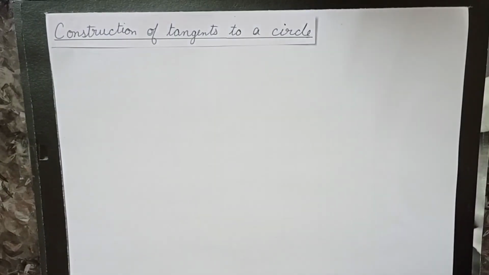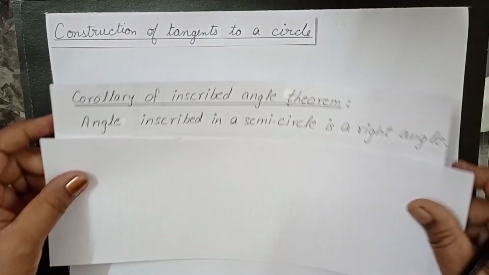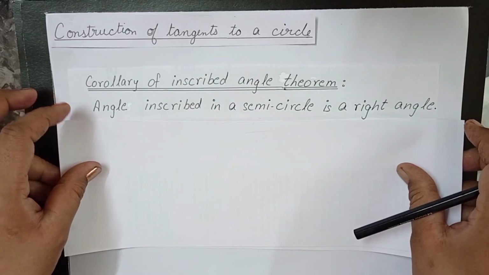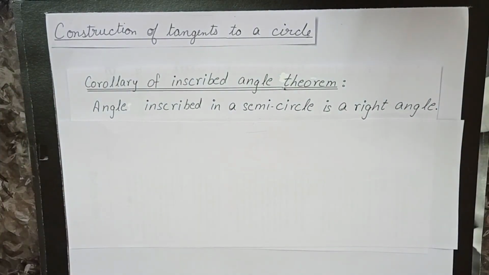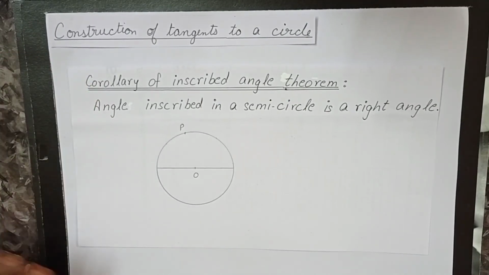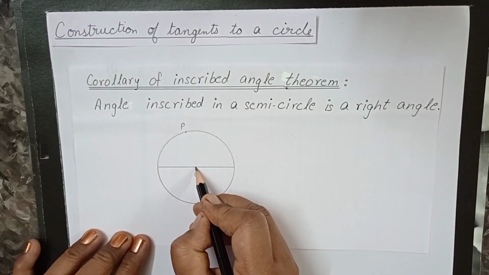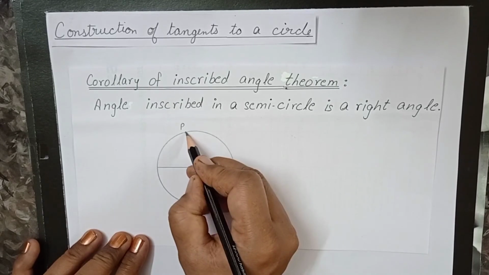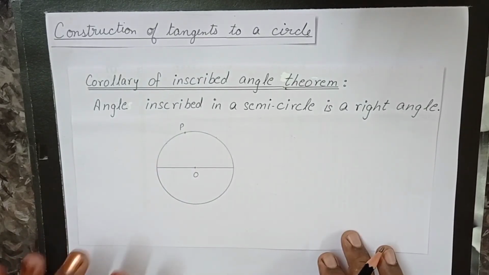Next concept which we have is one of the corollaries of the inscribed angle theorem. You have done this before. It says that the angle inscribed in a semicircle is a right angle. So here I have a circle. Okay, this is the circle with center O, right? P is any point lying on the circle.